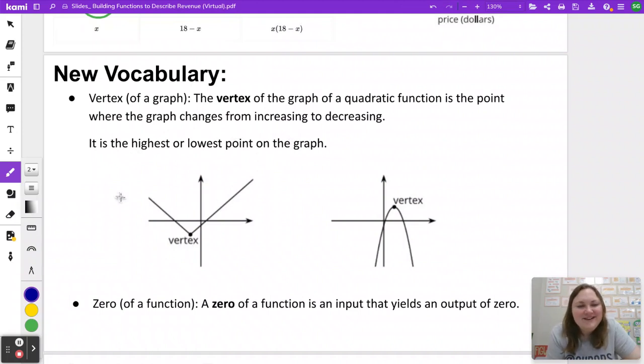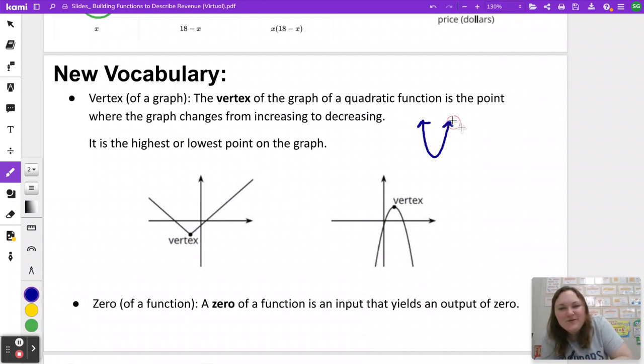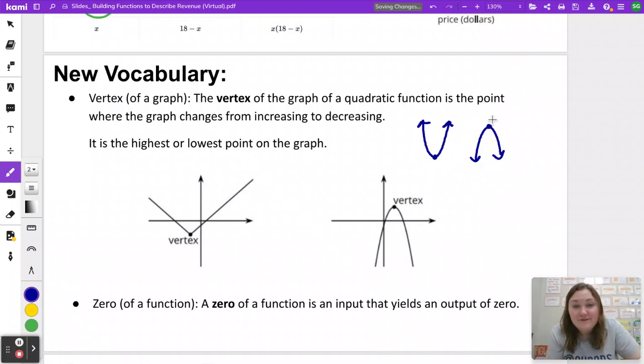This vertex here, this is not a parabola because it's not a curve, but we're seeing it's that point where it changes from decreasing to increasing, and it's also the lowest point on the graph. Here we've got a parabola, and it's that point where it changes from increasing to decreasing, and it's the highest point on the graph. With parabolas, it just depends on which way that parabola is going. The vertex might be the lowest point, or it might be the highest point, but you're going to find it in the middle of the graph where it changes direction.